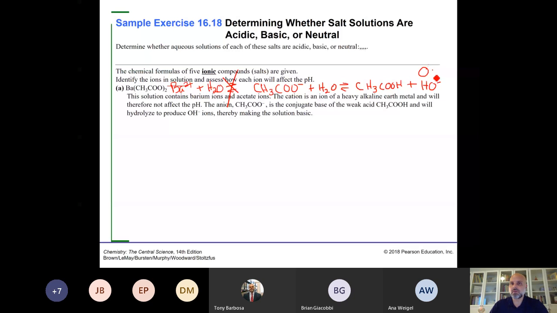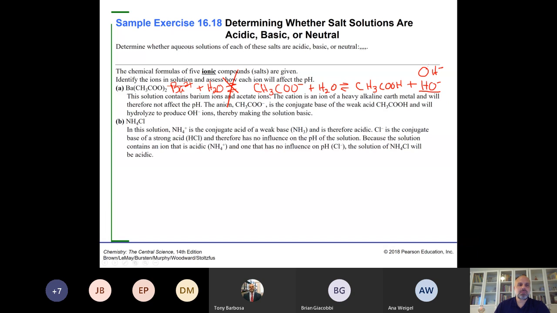All right, so you can see it drawn both ways. You're producing hydroxide, and hydroxide is a strong base, but we're going to produce small quantities, so we're going to make a basic solution. And we have ammonium chloride, right?